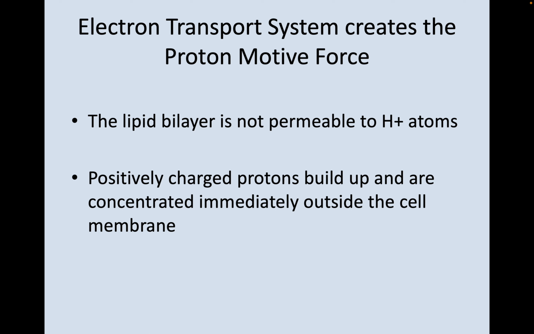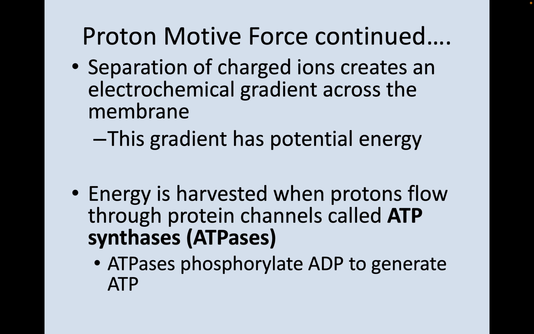All right, so the electron transport system creates this proton motive force. The lipid bilayer, the cell membrane, is not permeable to H+ atoms. Those protons are stuck out there. They have a positive charge, and those positively charged protons build up and are concentrated immediately outside the cell membrane. Separation of charged ions creates an electrochemical gradient across the membrane, and that gradient has potential energy. Energy is harvested when the protons flow through the protein channels called ATP synthases or ATPases.